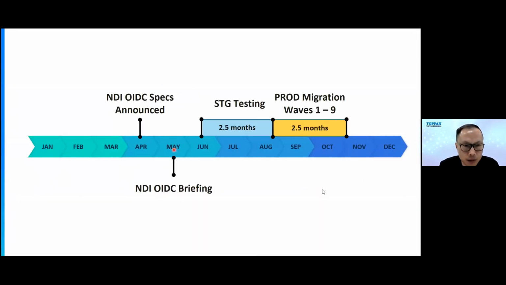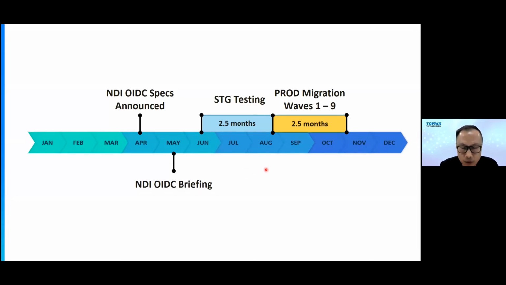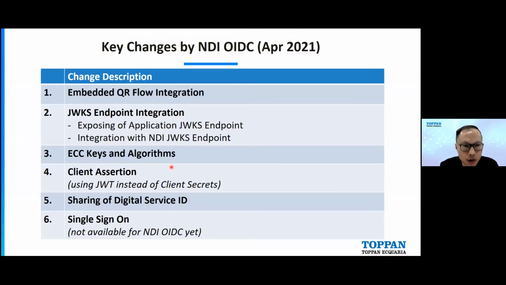So a bit about the timeline that was announced by GovTech. This was announced sometime towards the end of March. I'm sure you are aware that it is a very compressed timeline. You only have about 2.5 months of migration wave to SingPass for all the agencies. So it's a very tight schedule. Together with the announcement of the timeline, there was a specs release sometime in April this year.